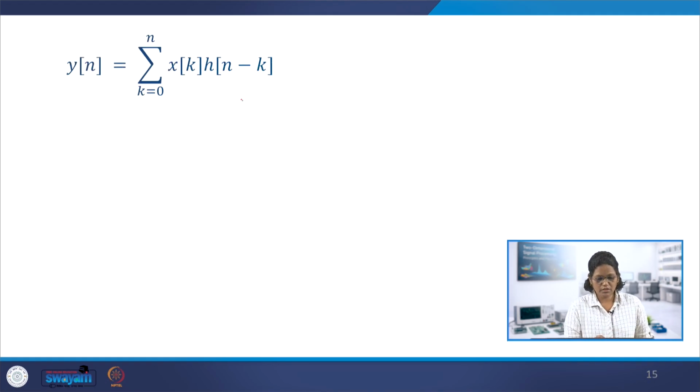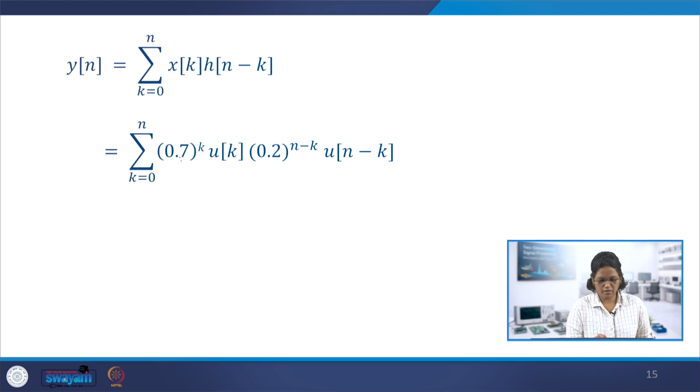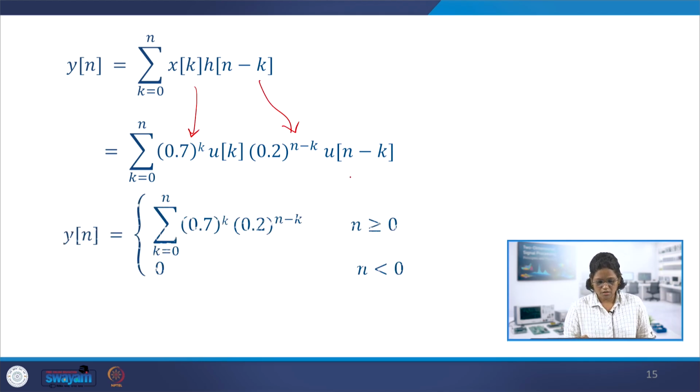So, y of n, this equation. Now if you substitute in this equation x of k, this is 1, and h of n minus k is this, and u of n minus k is valid for what values? For n greater than or equal to 0, because k is definitely greater than or equal to 0 only, this will become 1. So, 0.7 power k, and 0.2 power n minus k. This is valid for n greater than or equal to 0. For n less than 0, this summation would give 0.